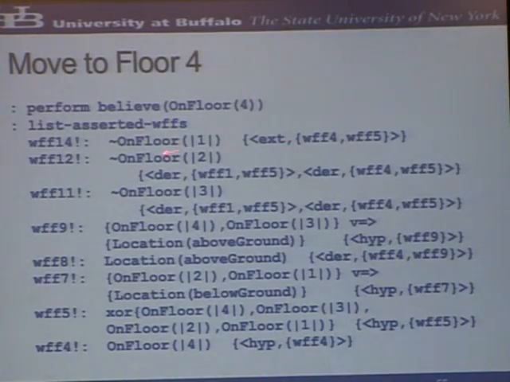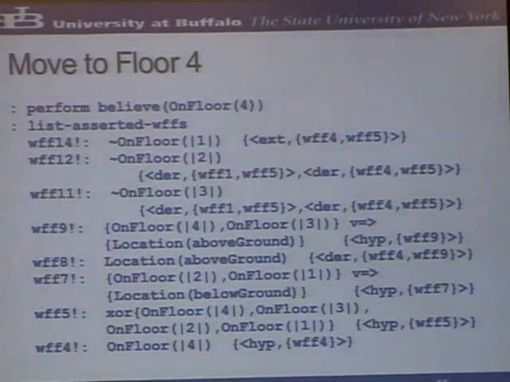So negation introduction actually fired, because on floor one was the cause of a contradiction. It was actually involved in this contradiction. That is, we're on floor four and we're not on floor four. And on floor one was chosen as the culprit of that contradiction. And so it's possible to derive, by negation introduction, we're not on floor one. So that's all part of the logic and the implementation of belief revision.